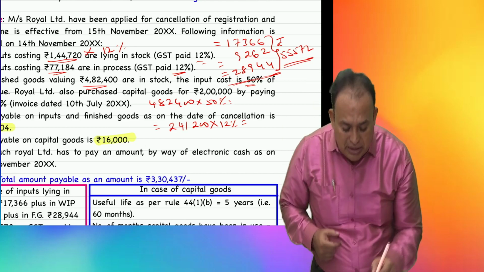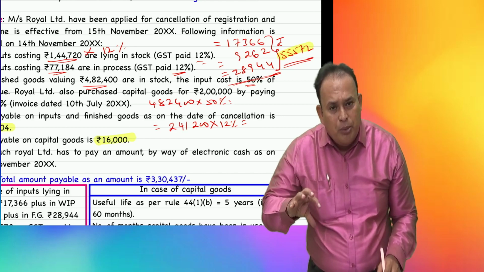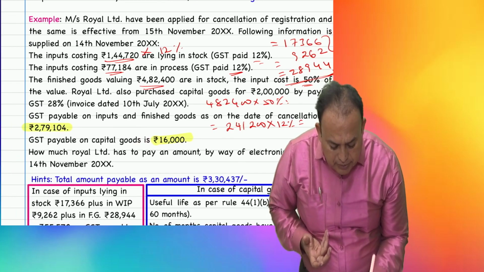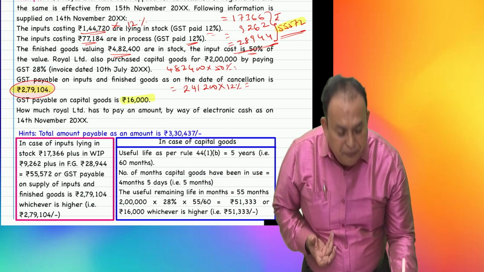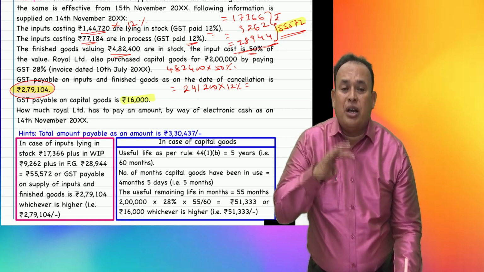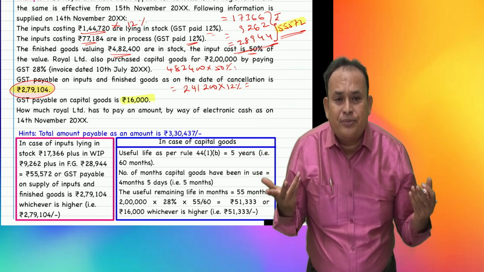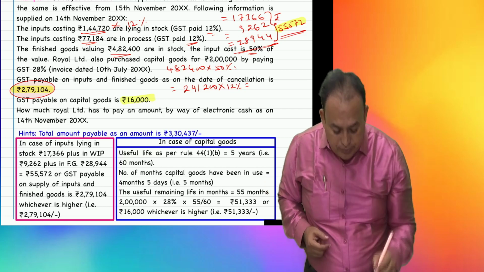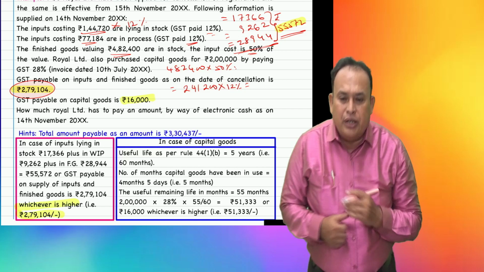How much to pay? Either this amount or the GST payable on the stock available. GST on the stock available is 2 lakh 79,104. That means 55,572 or 2 lakh 79,104, whichever is the higher amount. That much, 2 lakh 79,104, you have to pay to the electronic cash ledger. Whichever is higher is the amount to pay.